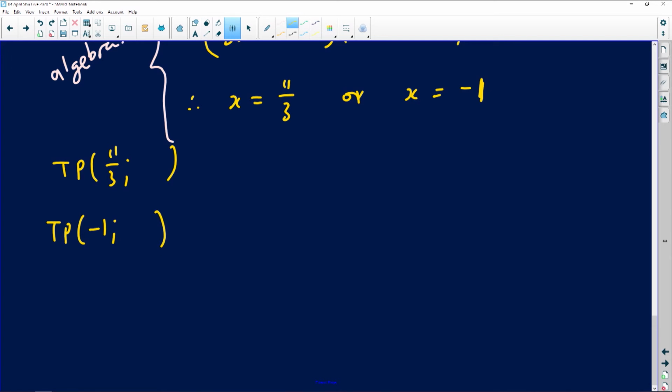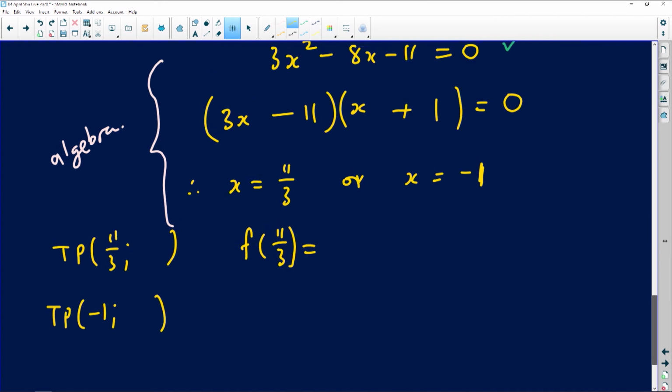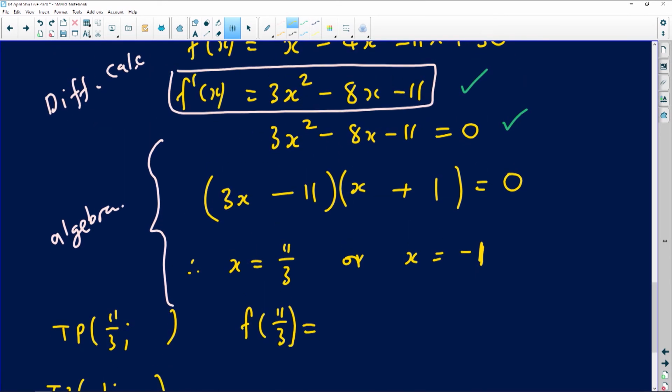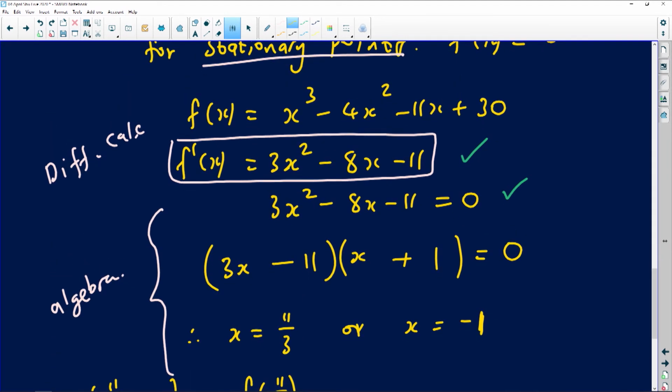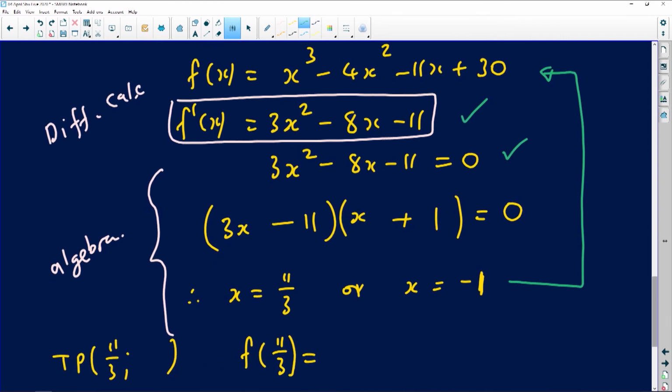So how do you find y when you've got x? Well, it's easy. Just go and substitute this x in the function. So I'm going to substitute for f of 11 over 3. I'm going to ask the graph. Don't substitute back to the derivative. You're going to get 0. If you take it back to the derivative, it's going to give you 0 because we got this answer when we equated the derivative as 0. You need to take these answers back to the original function of f of x, not the derivative. Please be careful of that. We see a lot of you guys making that mistake.